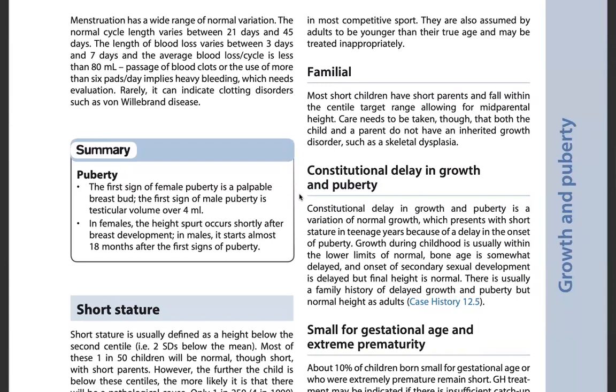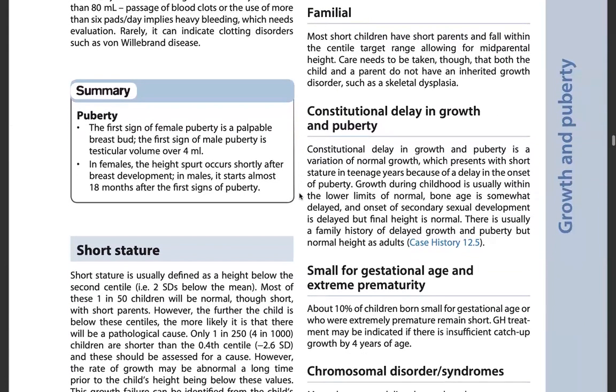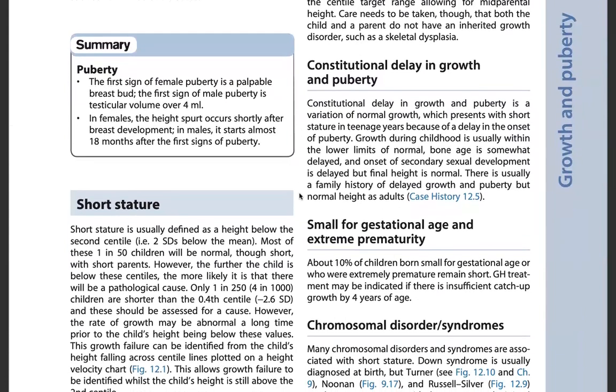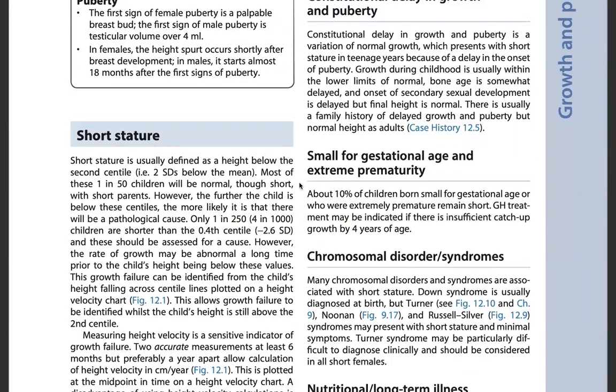Summary of puberty: the first sign of female puberty is a palpable breast bud. The first sign of male puberty is testicular volume over 4 ml. In females, the height spurt occurs shortly after breast development. In males, it starts almost 18 months after the first sign of puberty.